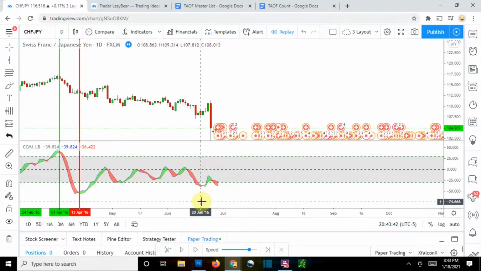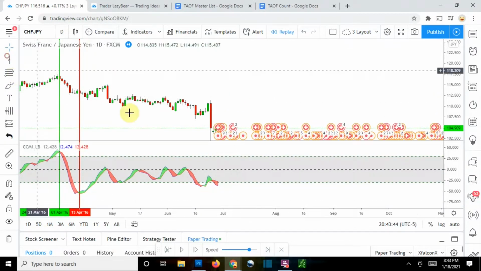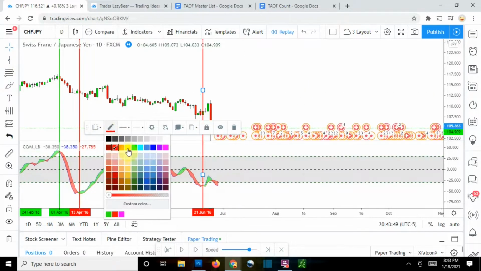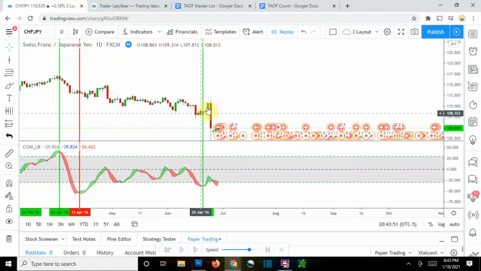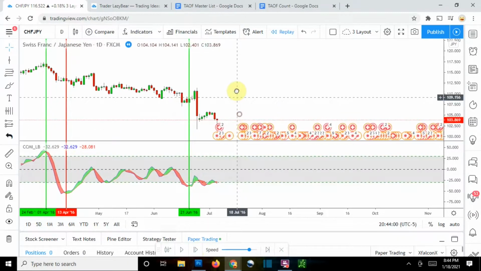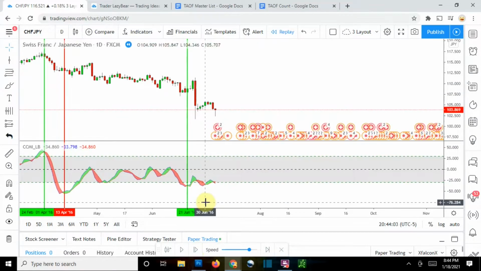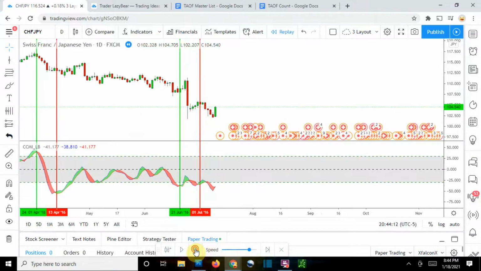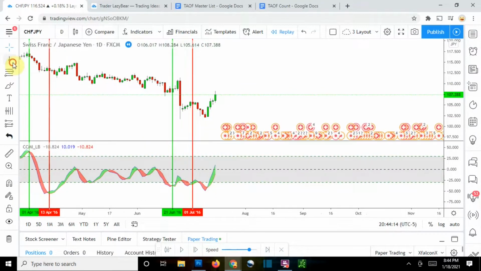All right. Let's see over here. We get a long signal right there, and it did appear as though it worked out in our favor. Got us to take profit there. Let's see. We get one more trade as it dips down below the line right here. Get another trade right there. And unfortunately, that one does not work out for us.